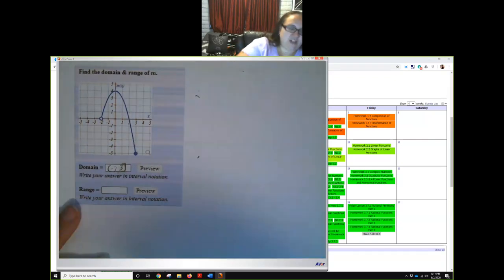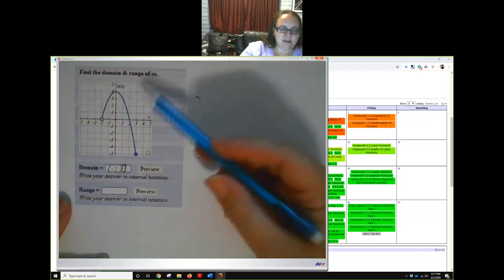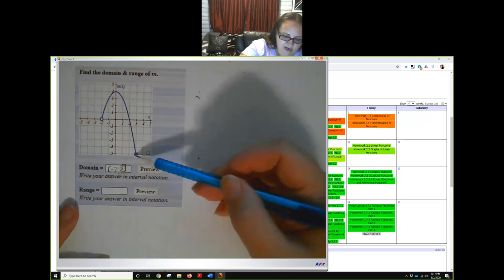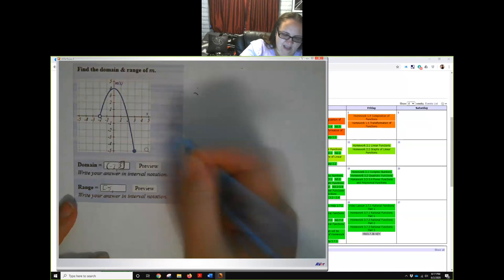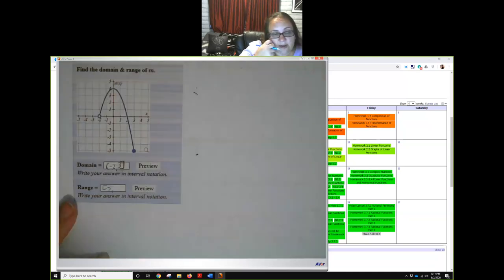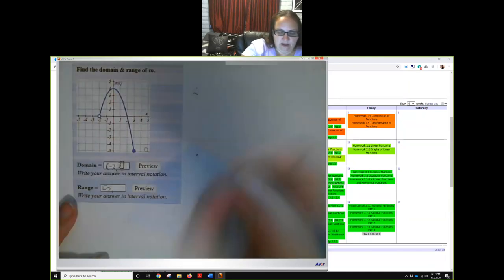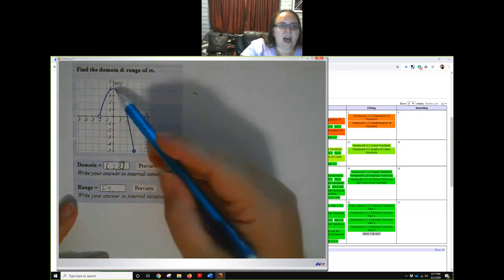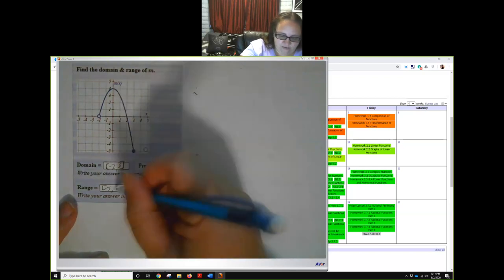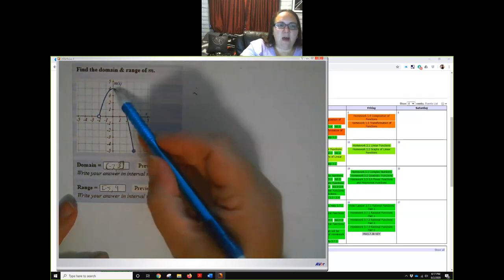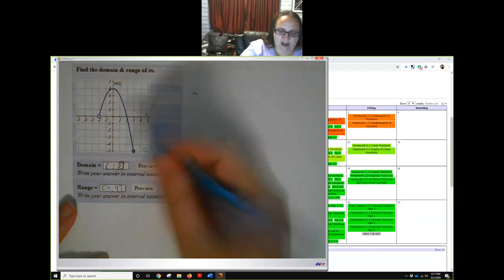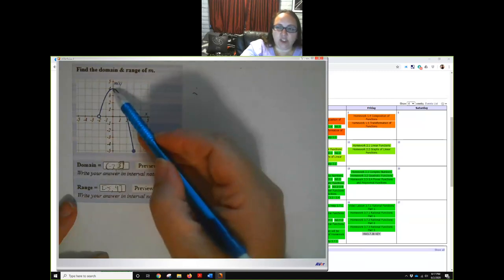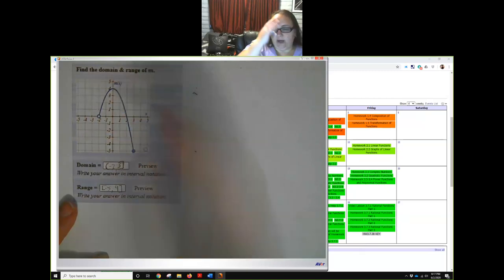And then for the range, we look bottom to top. So it looks like my lowest y value here is -5. -5 is on a closed circle, so that means it gets a bracket. All the way up to the top, the highest y value is 4. If you're on the line, then that's a closed circle, right? Think about it. If you were graphing that point, you would put a closed dot, so that means it's included.